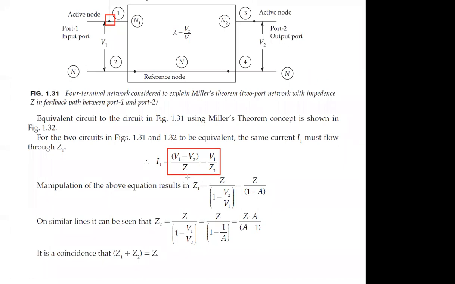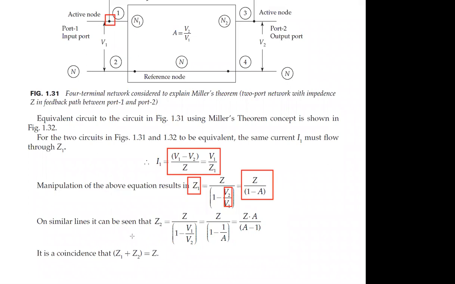From that relation, by cross multiplying, we can write Z1 equals Z by (1 minus V2 by V1), where V2 by V1 is nothing but the voltage gain. We can write this relation as Z by (1 minus A). That is the relation for Z1.